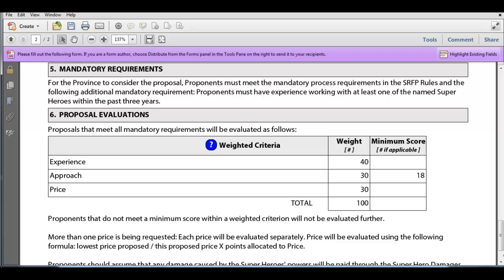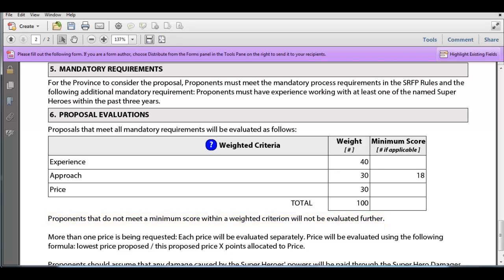So in this case, we have experience, approach, and price, and you'll see we have one minimum score, and it applies to approach. So in this case, 30 points overall is available in approach, and the proponents must meet a minimum score of 18 to be considered further.